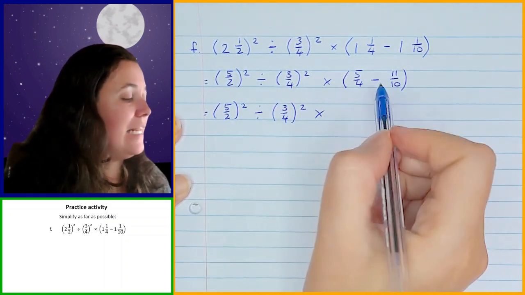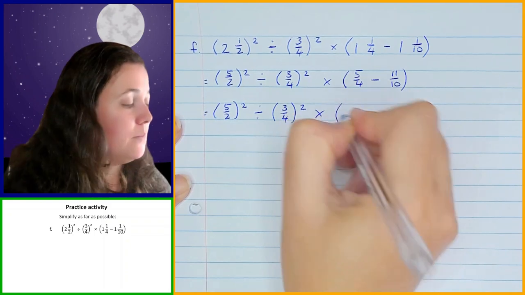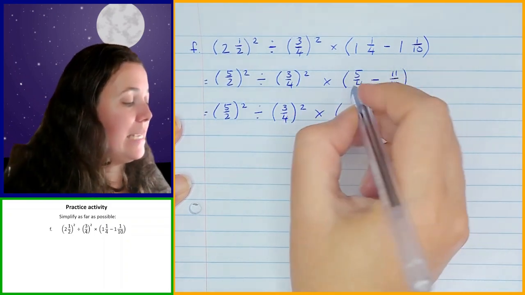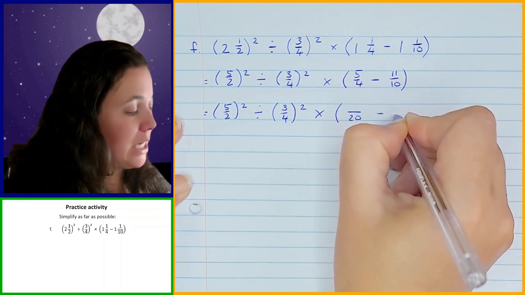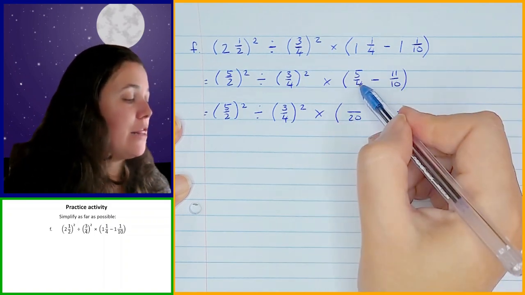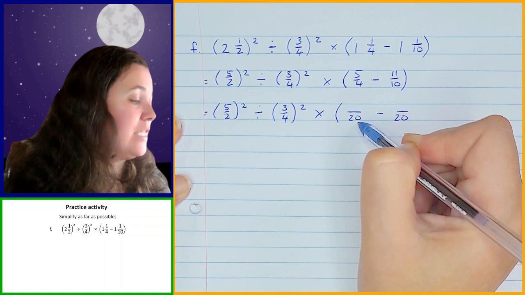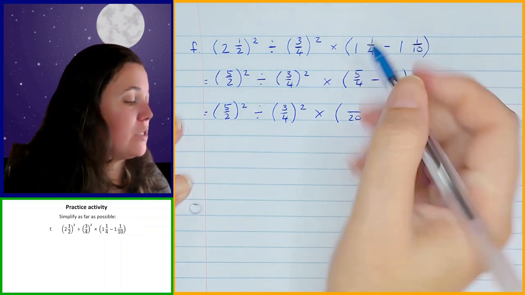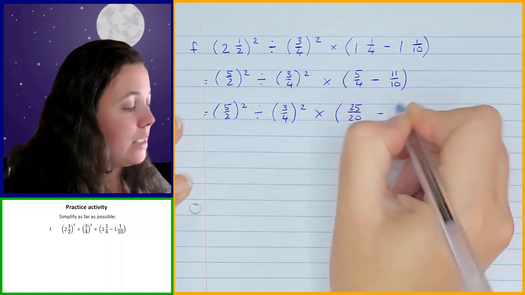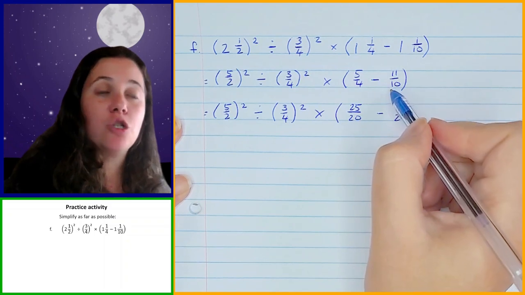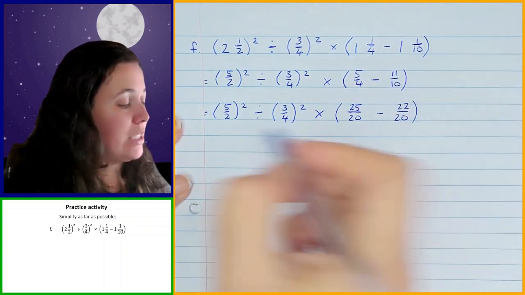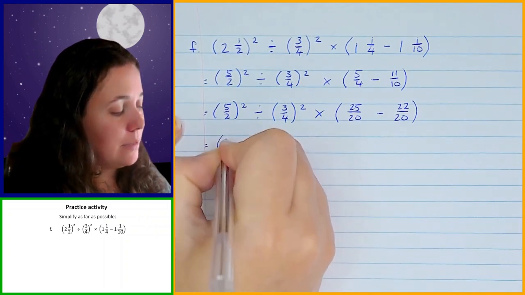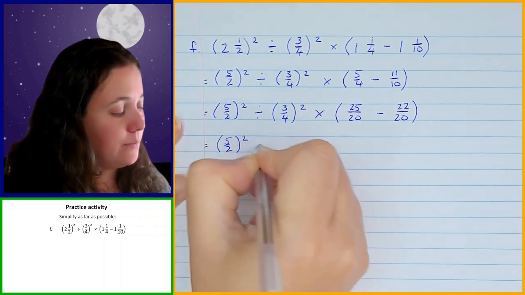Okay, so now over here, I need to find my LCD. The LCD for 4 and 10 is going to be 20. So I've got something over 20 minus something over 20. I need to multiply that by 5 to get 20. So I need to multiply the 5 by 5 as well, giving me 25. Then over here, I need to multiply the 10 by 2. So I'm going to multiply the 11 by 2, giving me 22 over 20. Everything else still stays the same.